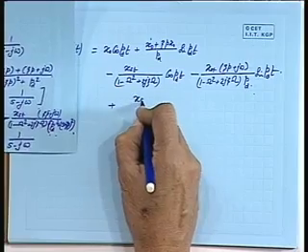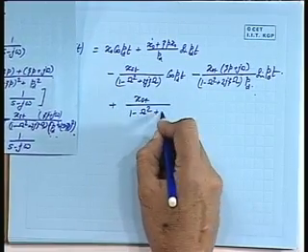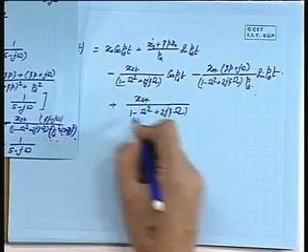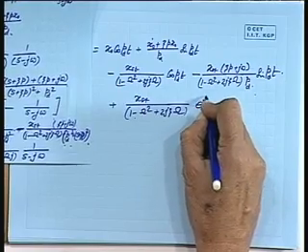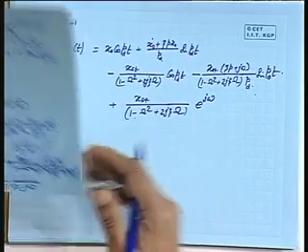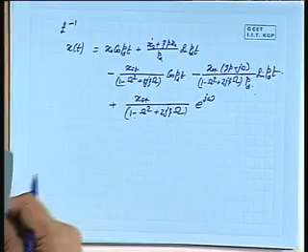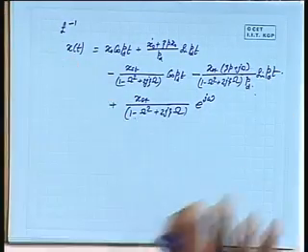The last term is x st, 1 minus omega square plus 2 j zeta omega, and the inverse of this is nothing but e to the power j omega t. So, this is the full solution of this.